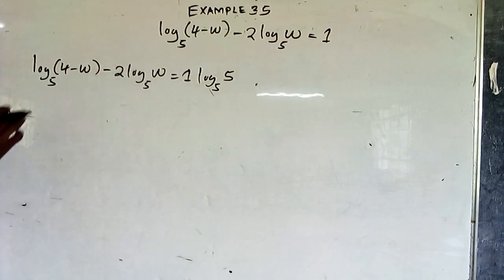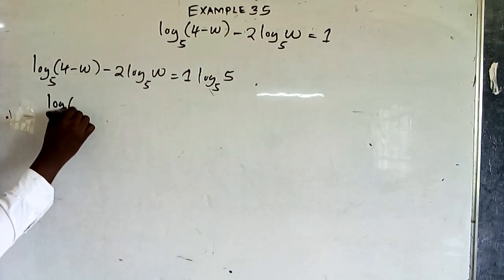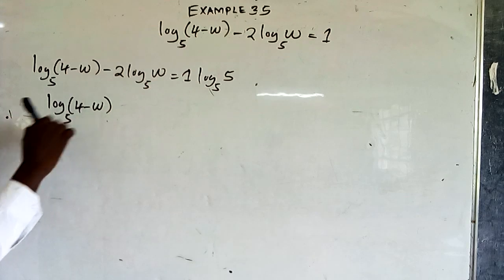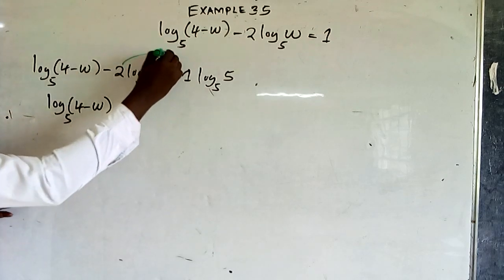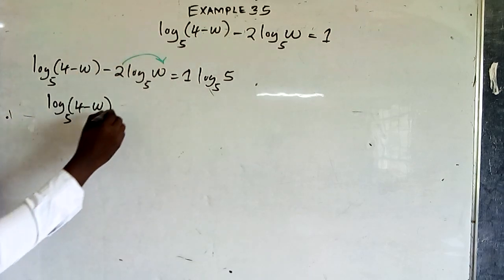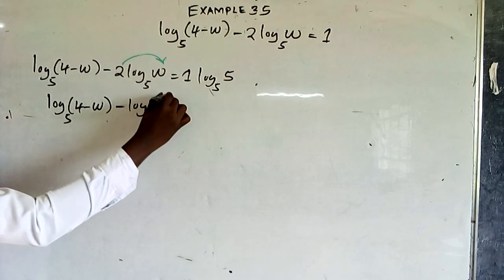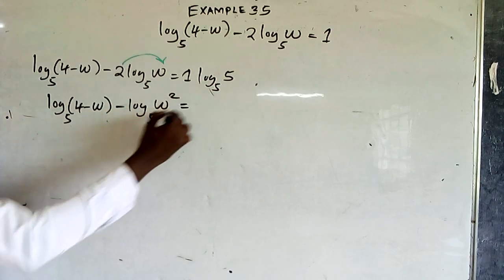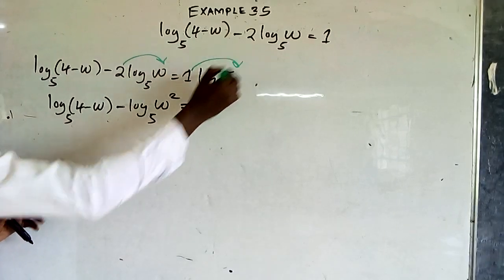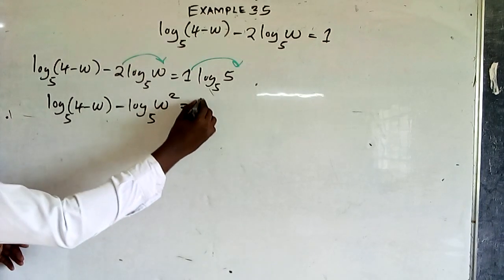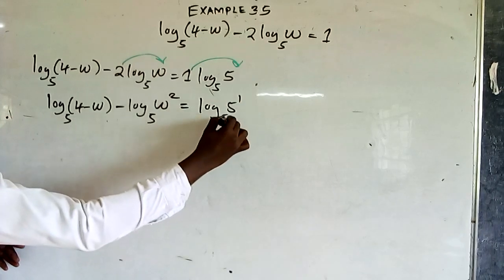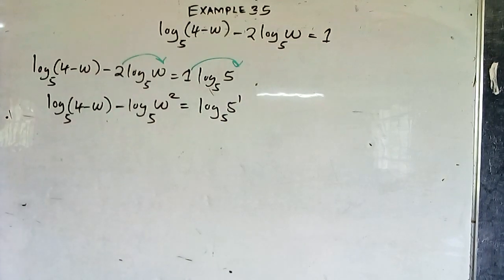So we now go on, we get rid of the coefficients. If you get rid of the coefficient, in the first case we have log of 4 minus w to base 5, then the coefficient becomes the power. So there we have minus log w squared to base 5 is equal to log 5 raised to power 1 to base 5. After getting rid of the coefficient, you go to the next step.